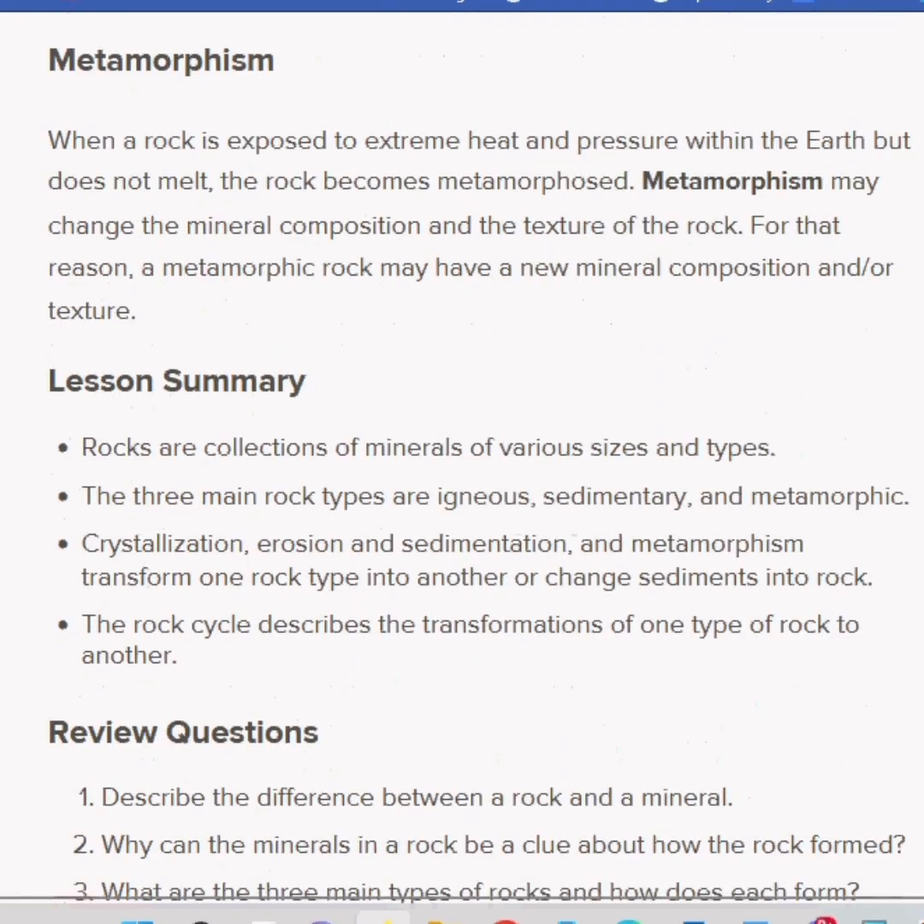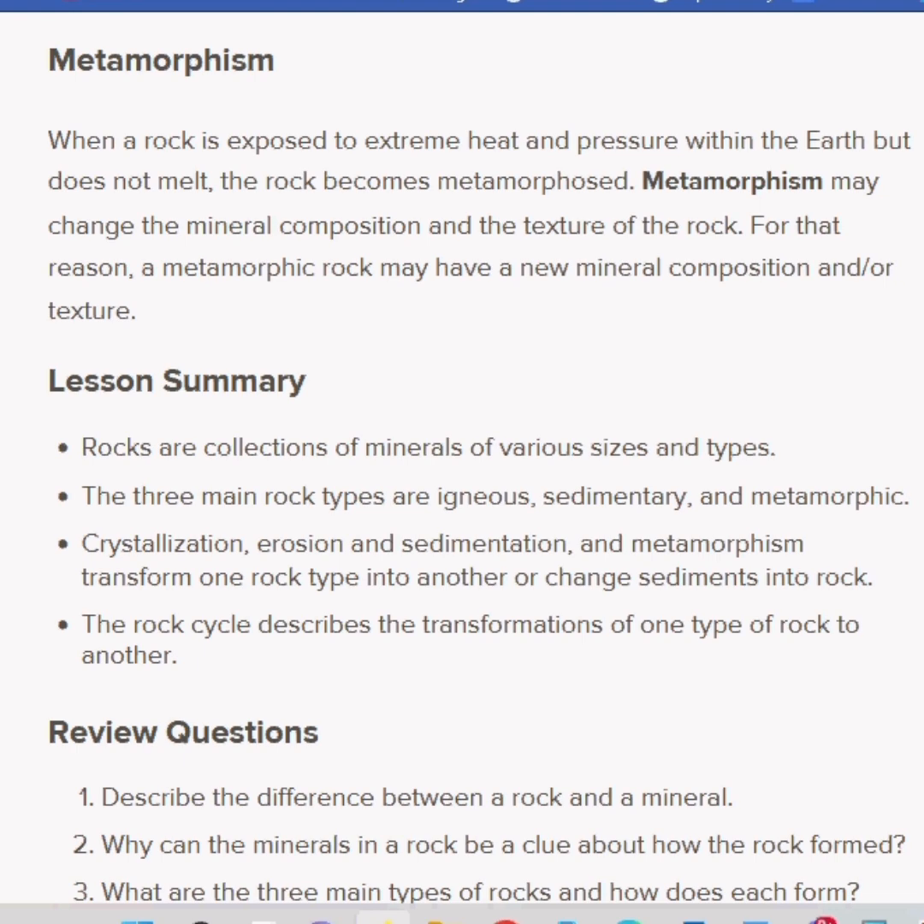Metamorphism. When a rock is exposed to extreme heat and pressure within the earth, but does not melt, the rock becomes metamorphosed. Metamorphism may change the mineral composition and texture of the rock. For that reason, a metamorphic rock may have a new mineral composition and/or texture.